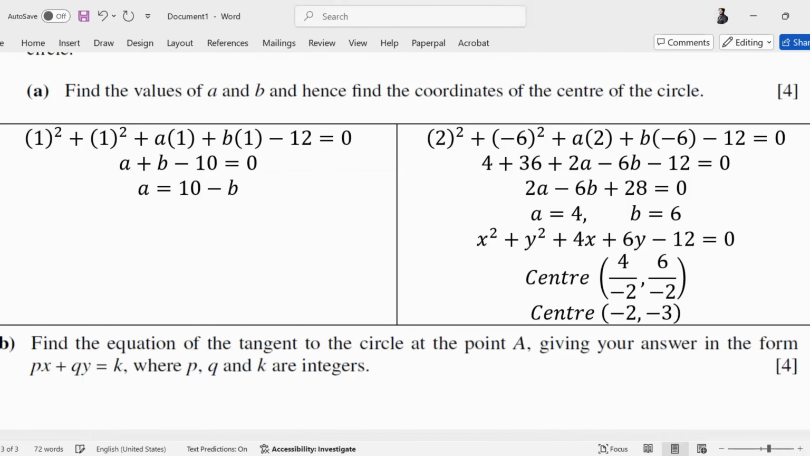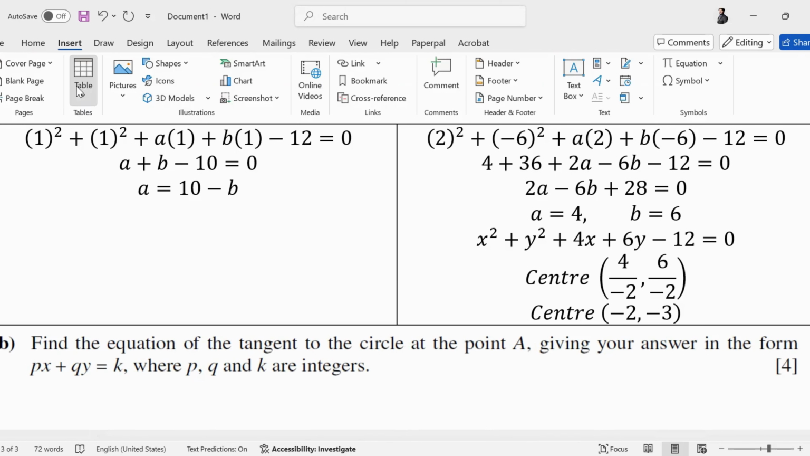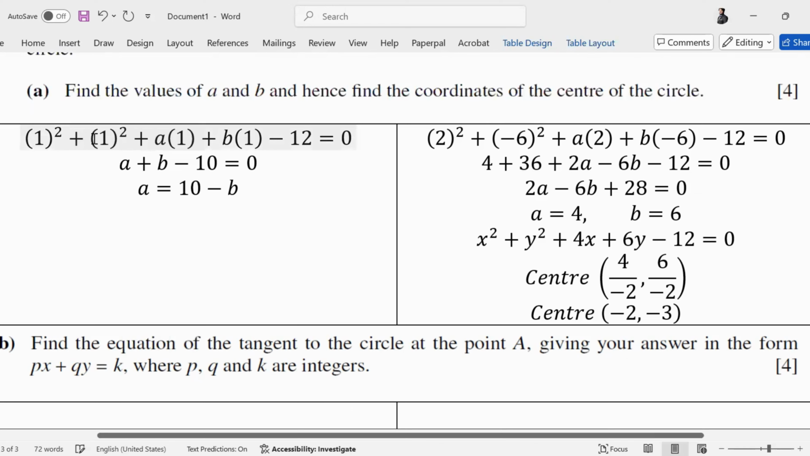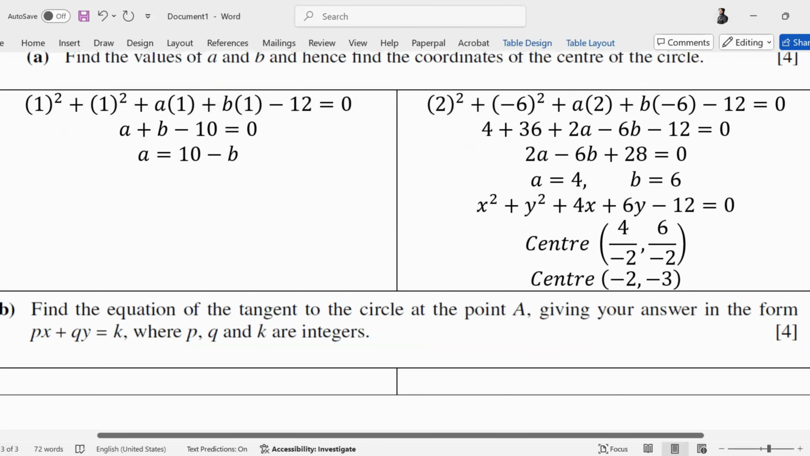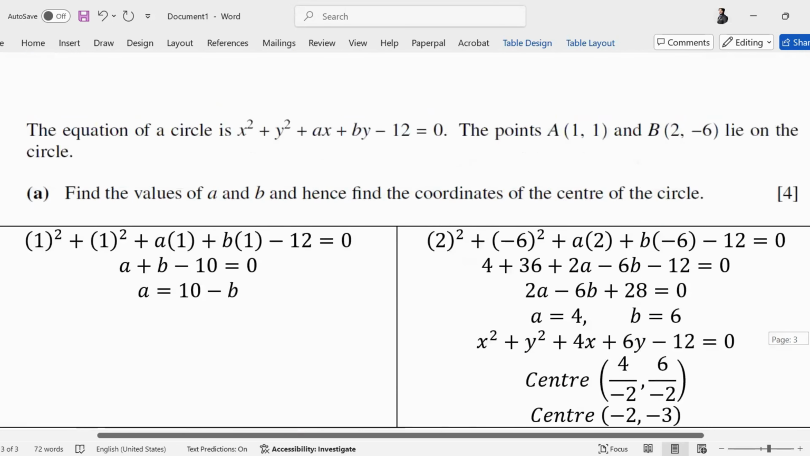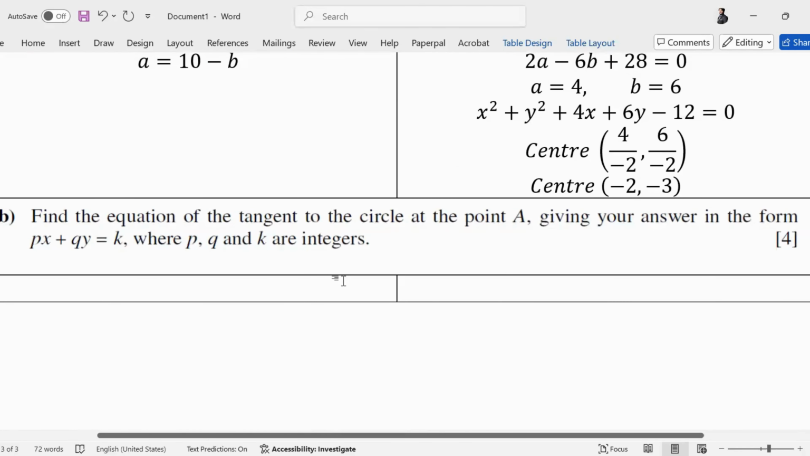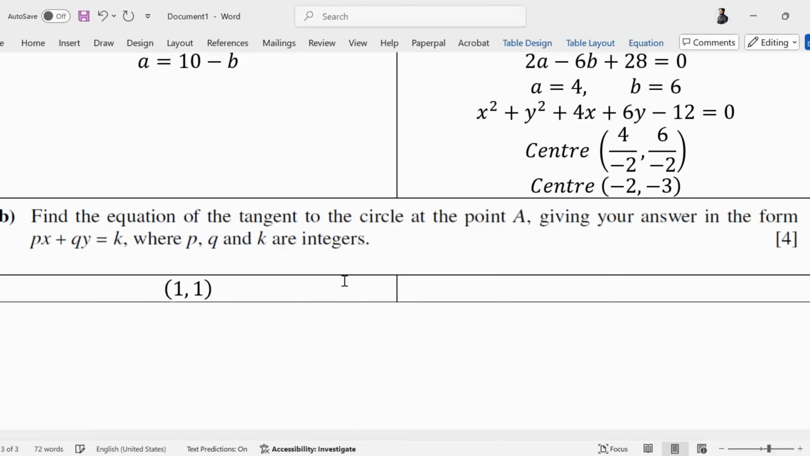Second part: find the equation of the tangent to the circle at point A, giving your answer in the form px plus qy. So in order to find the tangent, in the equation of a straight line, what two things do we need? Very good. Do we have the point? Which one? A, which is (1, 1). We already have the point. So we are only searching for one thing, which is the gradient.